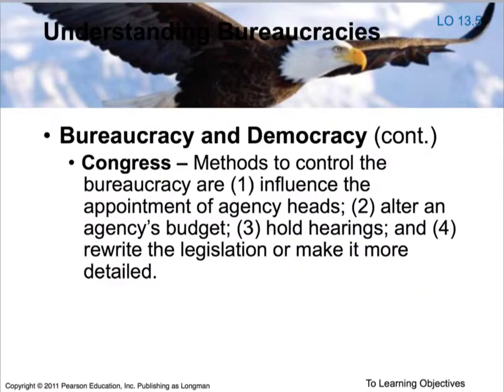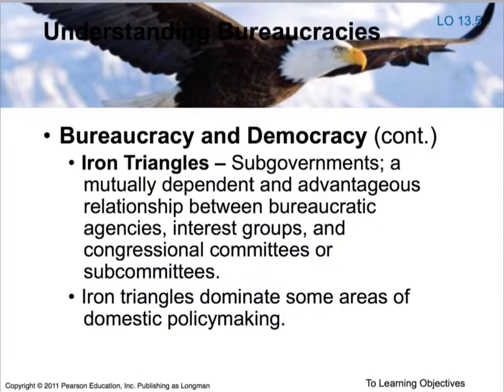For Congress, the methods are to influence appointment of agency heads, to alter the budget, to hold hearings, which are called oversight, and to rewrite the rules to make them more detailed or less detailed. Now, this is where we get into our iron triangles. Iron triangles are basically sub-governments. They are mutually dependent and advantageous relationships that happen between a bureaucratic agency, an interest group, and congressional committees or subcommittees. They dominate some area of domestic policy making, particularly defense.